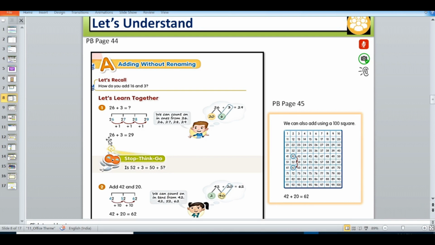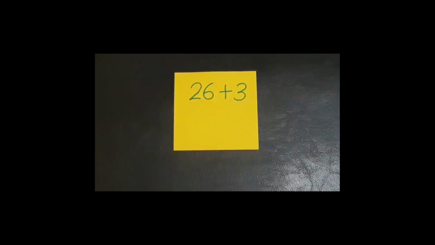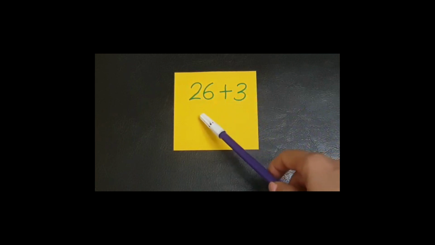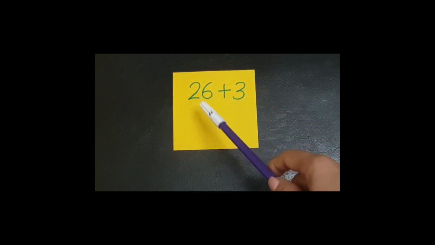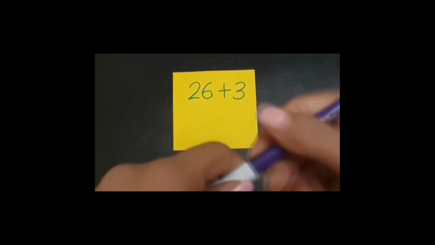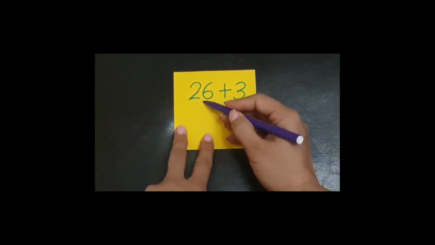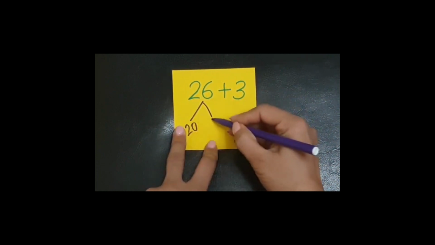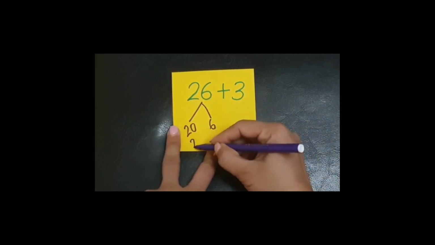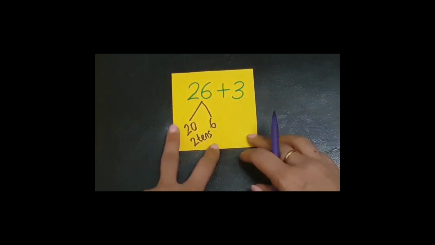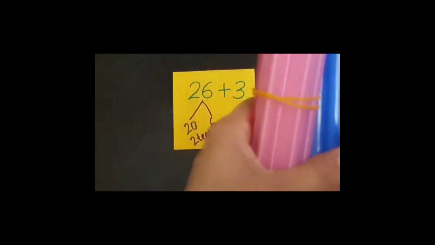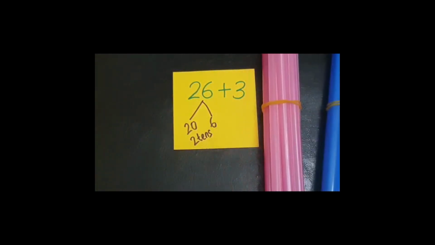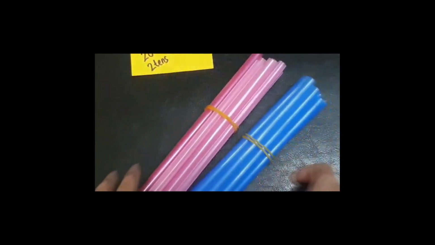Let's understand what we mean by 26 plus 3. Let's do this using our straws, okay? Plus means putting together, isn't it? Now we have 26. You know that we can break 26 into 20 and 6, right? 20 means 2 tens, right? And 6 is ones and 3 is ones. Let's make 2 tens. You know very well how to make 2 tens, right? So here are 2 tens.